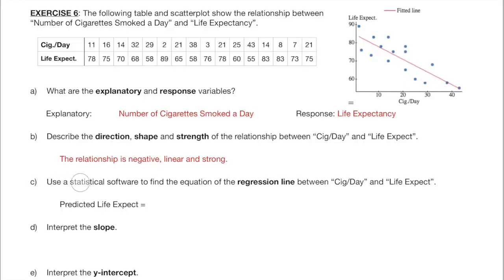Question C. Use a statistical software to find the equation of the regression line between cigarettes a day and life expectancy. The regression line is the line that best fits the data set. We could call it the optimal line. I have created tutorials where I teach how to use a statistical software to obtain things like this. Watch my tutorials if you need to learn how to use the software.